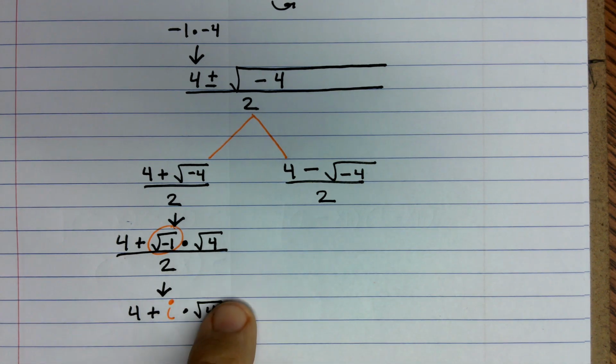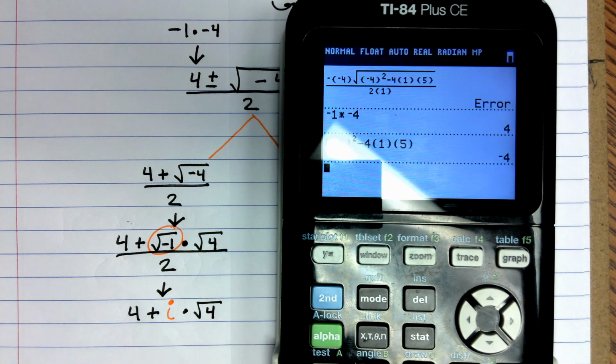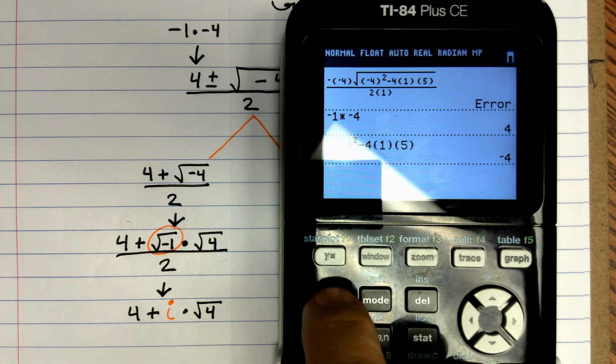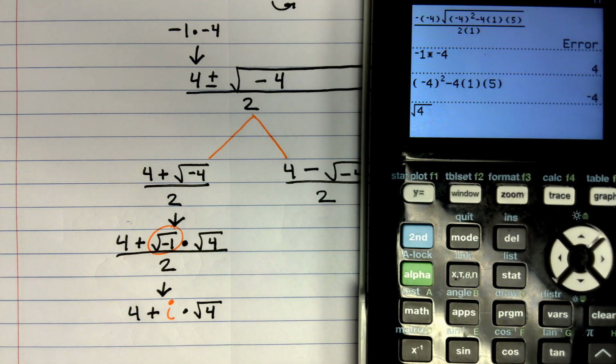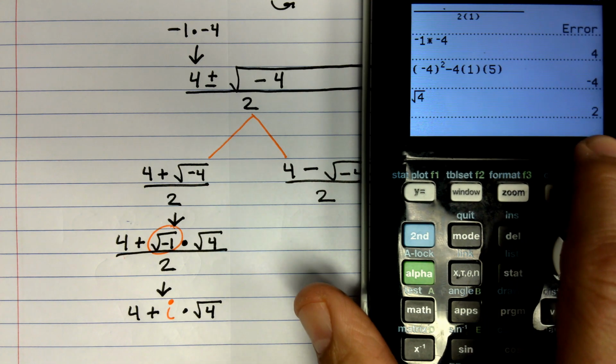Now, we know what the square root of 4 is, or at least that's one that I actually remember, and hopefully you do as well. But if you don't, it's okay. I can come over here and hit second, x squared to get my radical symbol. I can put a 4 in there, hit enter, and the square root of 4 is just simply 2.